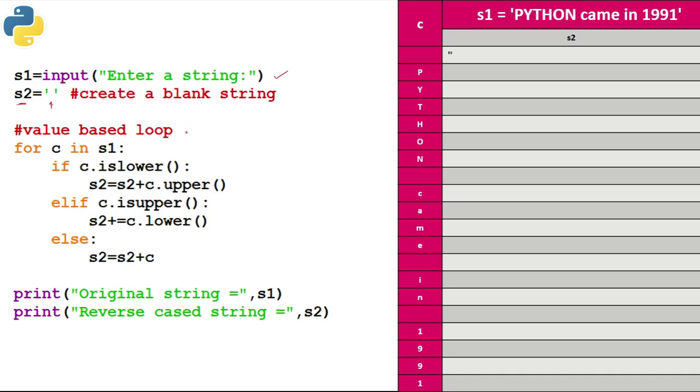Now I'm using a value-based loop to loop over S1, character by character. Each character of S1 will be brought into the C variable, which is the loop variable in every iteration, and then we are going to check C for these conditions. There are two conditions, and if both of these are false, we have an else part also. So let's see what the first condition is. First, if the character that you fetched from S1 in the current iteration is in lowercase, so this is C dot islower.